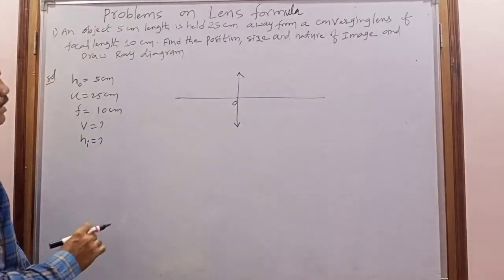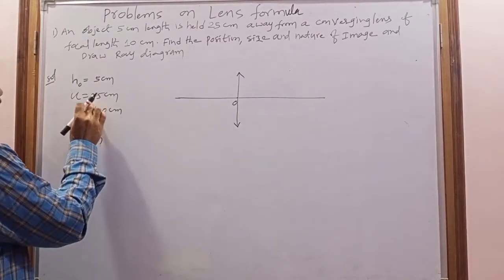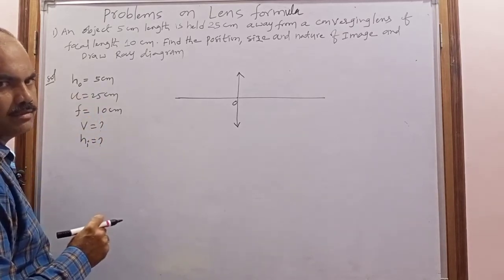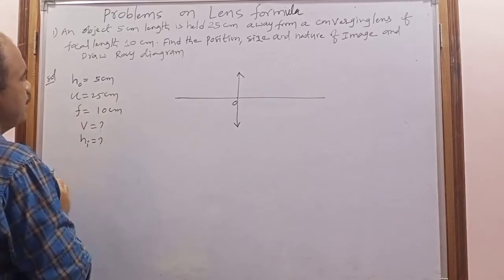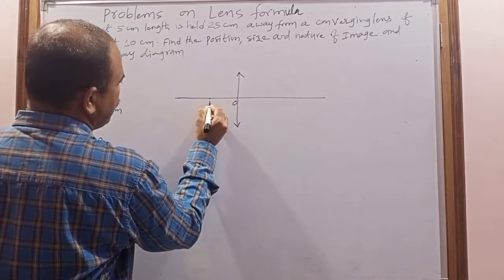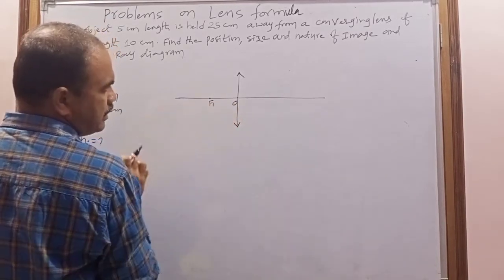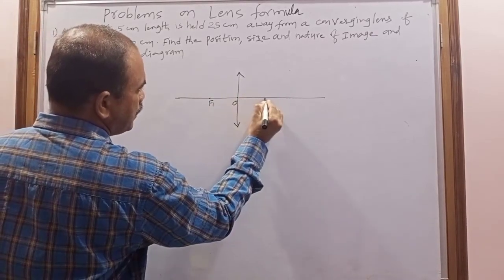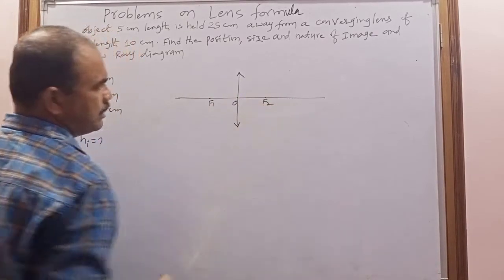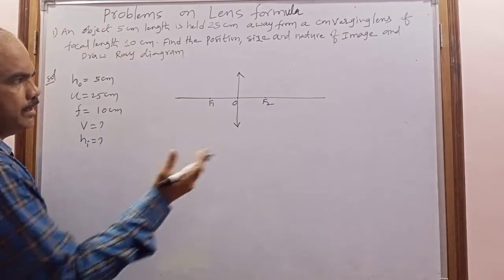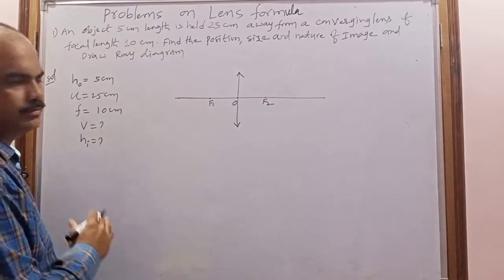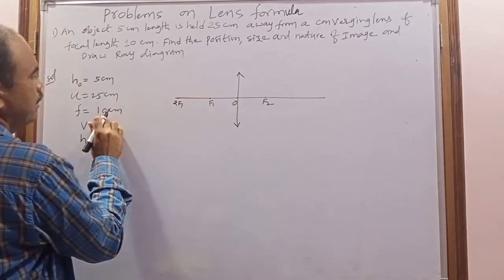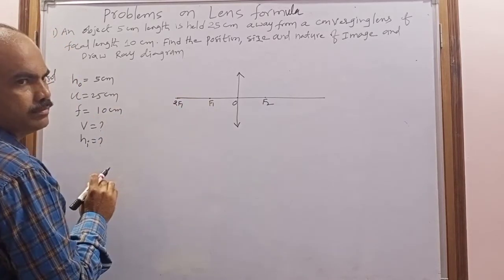First of all, in the problem the focal length and object distance are given, so you have to guess where the object is. The focal length is 10, and for example consider this is f1. The focal length from the optic center to f1 is 10 centimeter. From the optic center to the second focus is also 10 centimeter. So it is better to take the object on the left side. Now this is 2f1. 2f1 means what? 10 plus 10, 20.